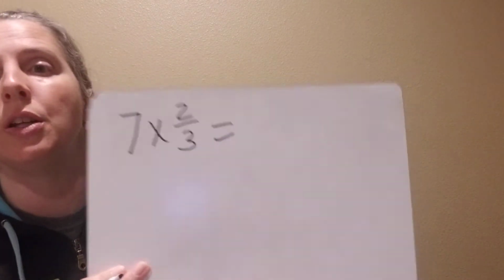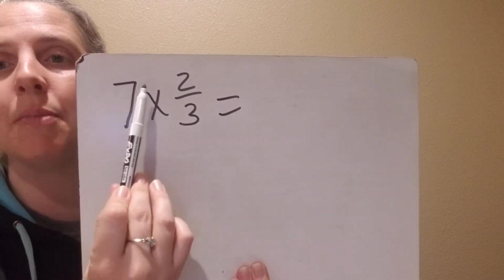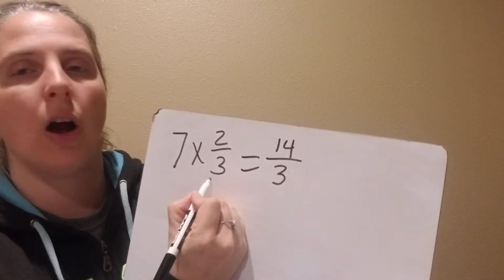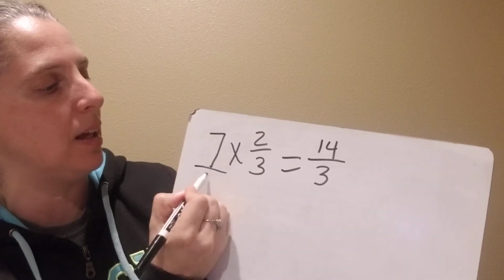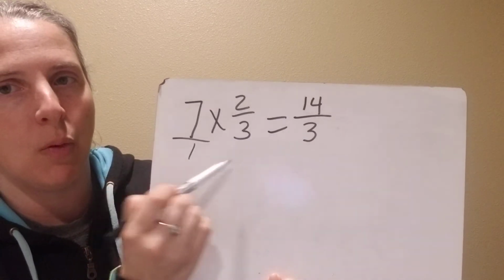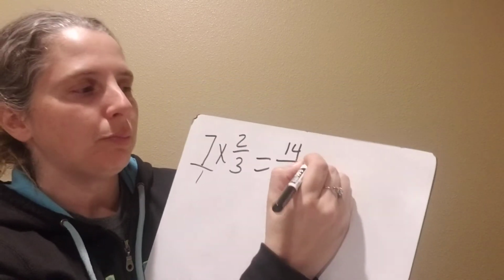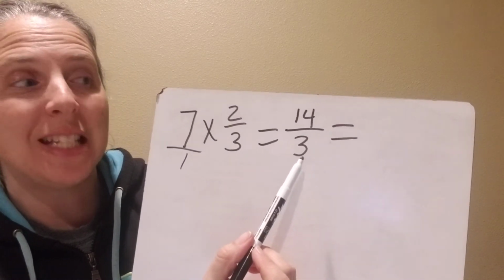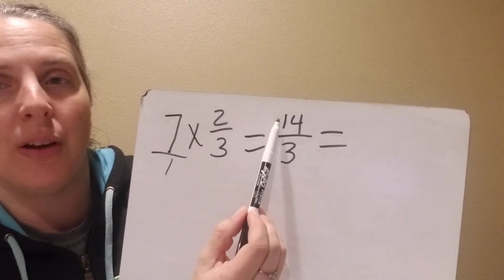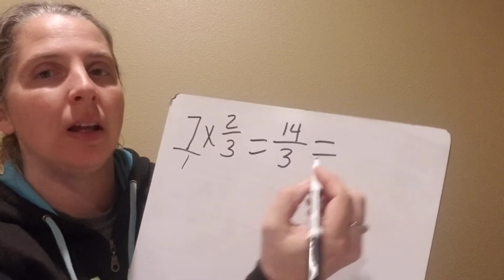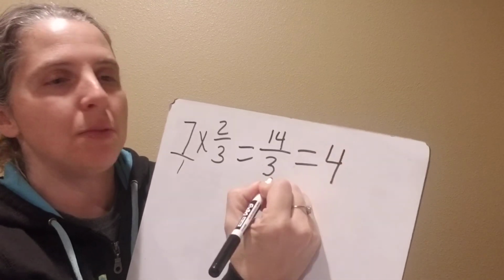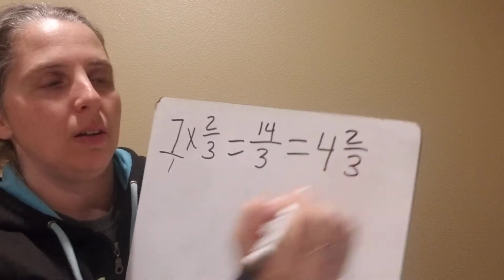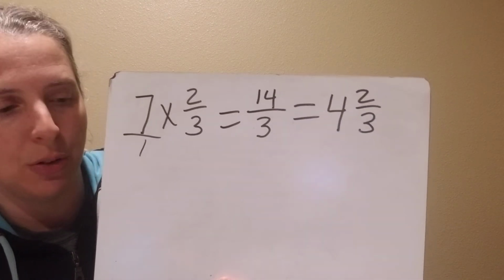You know that we're going to multiply the whole number times the numerator. It's 14/3. Our denominator will stay the same because technically I'm multiplying 7/1, and 1 times 3 is still 3. Okay? I know that 3 times 5 is what? 15. So it almost can go in there 5 times, but not quite. So it can only go in 4 times. 3 times 4 is 12. 14 minus 12 is 2. There's 2 left over. Okay, so our answer is 4 2/3.